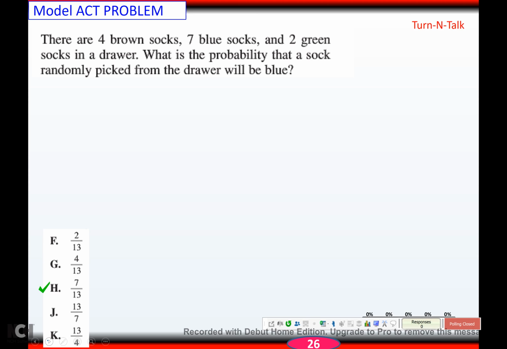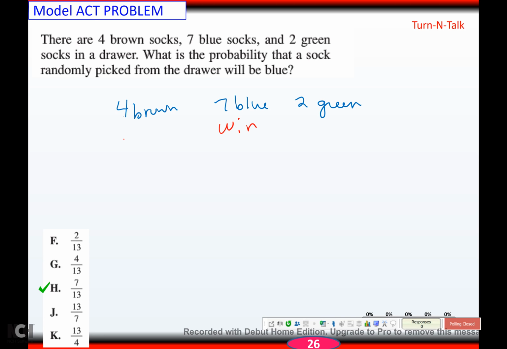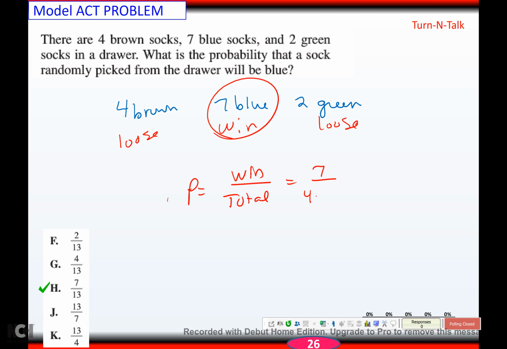And hopefully you got 7/13. There are 4 brown socks, 7 blue socks, and 2 green socks in the drawer. What is the probability that a sock randomly picked from the drawer will be blue? Well, what they're saying is if you pick blue, you win. If you pick these, you lose. And probability is the number of ways you can win over the total. So I can win 7 ways out of my total, which would be the 4 plus the 7 plus the 2, which gives me 7 over 13.